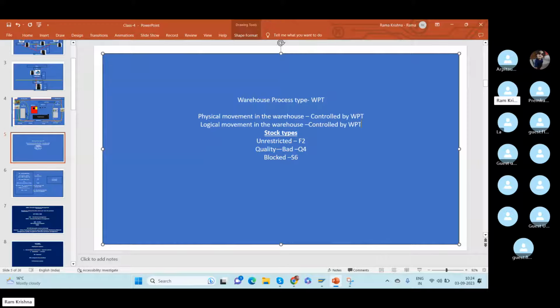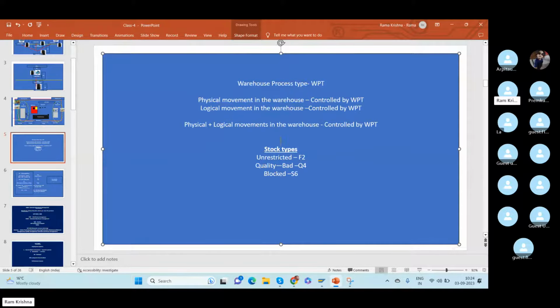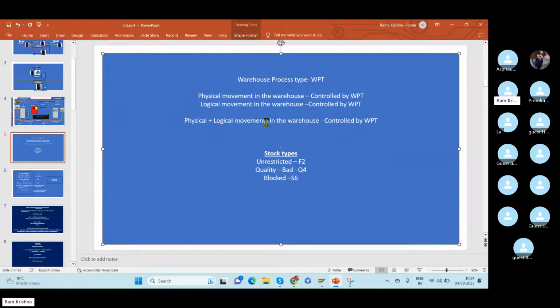Now what do you understand, guys? Physical plus logical movements in the warehouse are controlled by WPT, the warehouse process type.